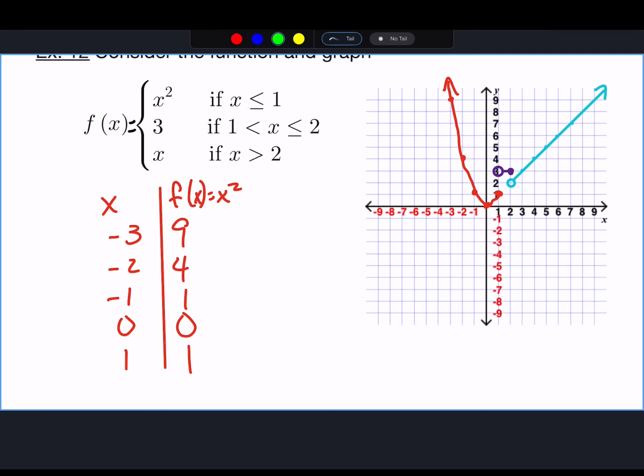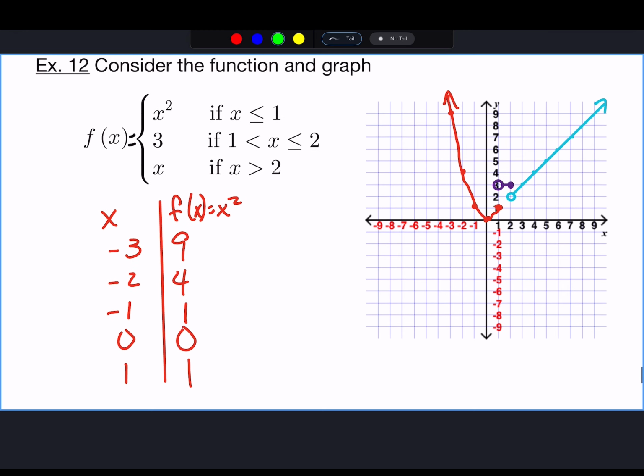I heard a no and a yes. If you think it's not a function, tell me why. There's an x at 1. So I want you to look here. This x at 1 isn't there. This one's not included. So those holes have to line up with one that's included for it to be a function. And you probably could have gotten that from the fact that the example's instruction said consider the function.